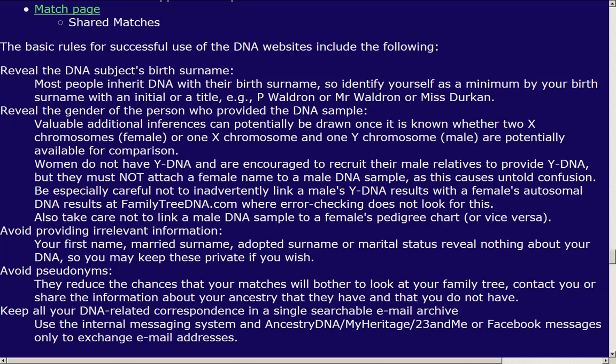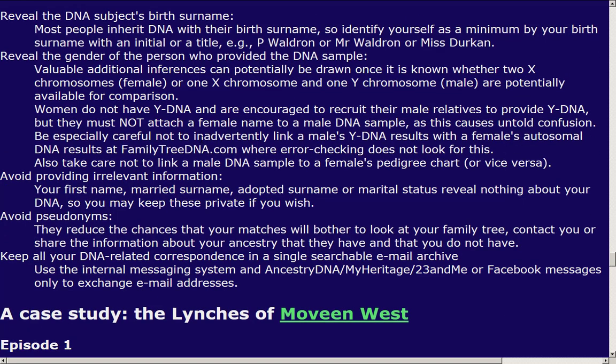If you want to keep things private, you don't have to give out your first name, your adopted name, your married name, or your marital status. None of that helps, but pseudonyms do not attract the attention of potential cousins the way your surname would if they had your surname in their family tree. And try to manage your correspondence, which will grow and grow, in a way that you can search it quickly to see who's the other match on the McNamara side that I corresponded with two years ago.